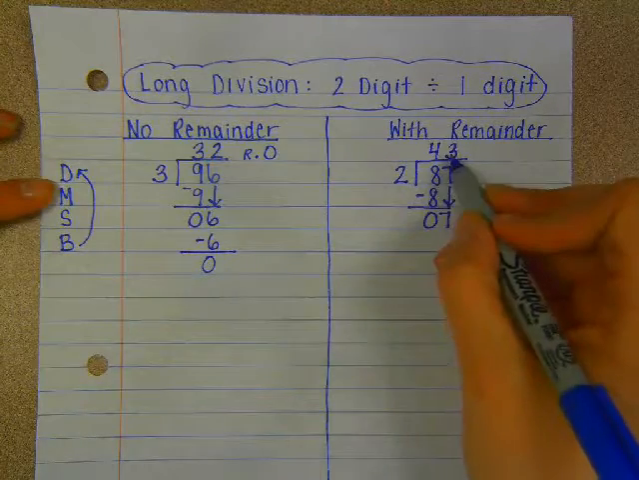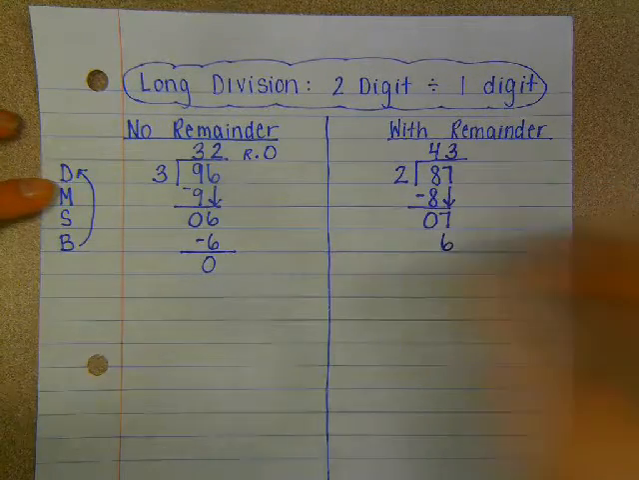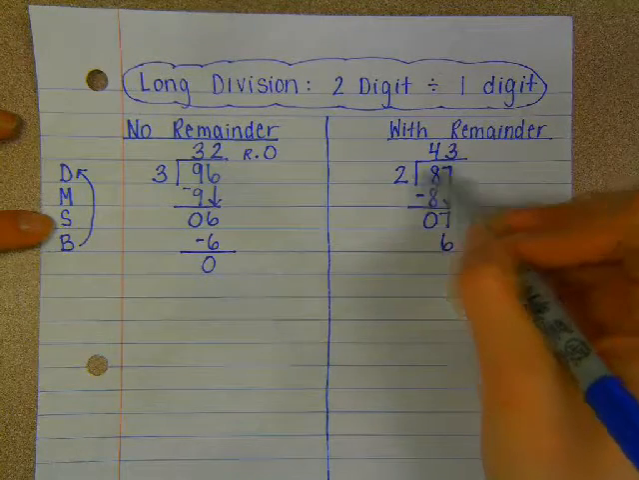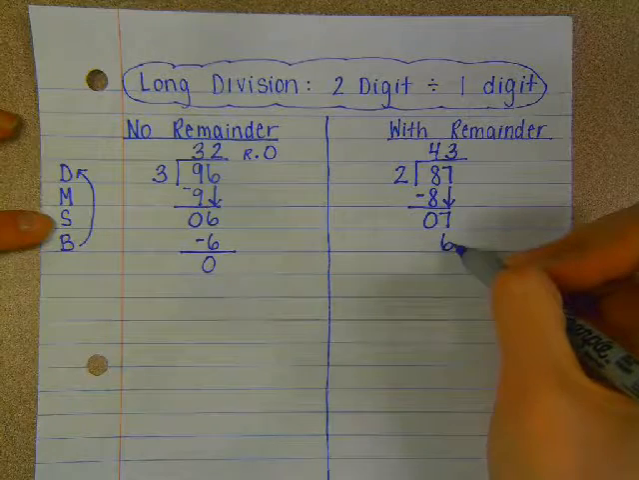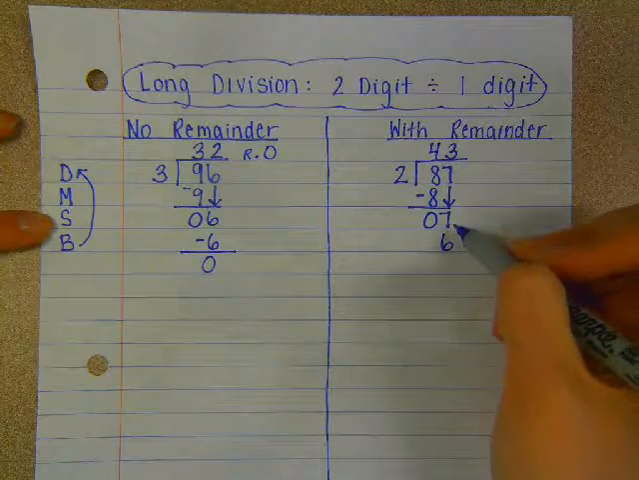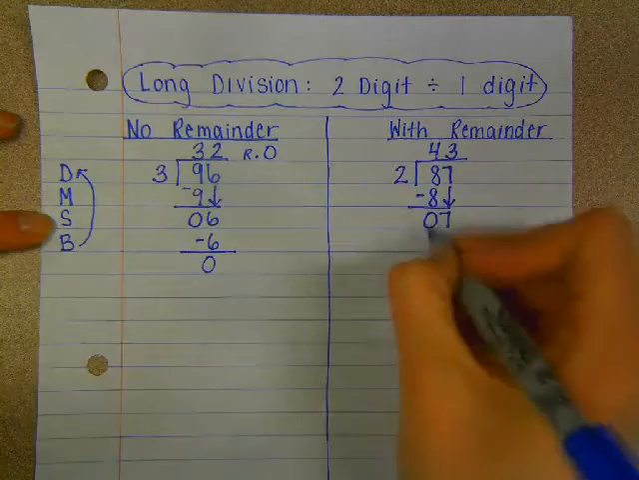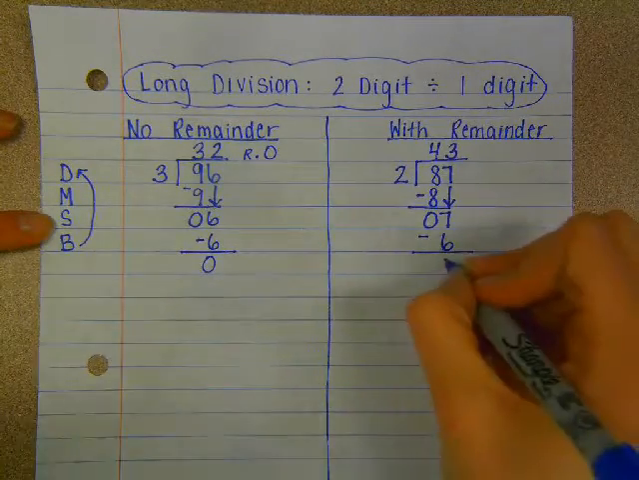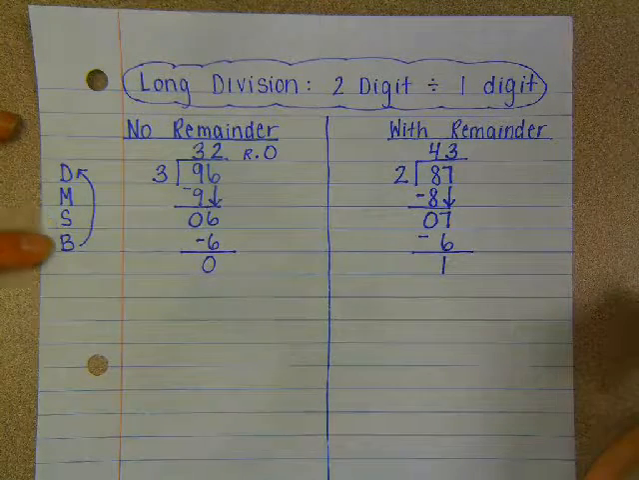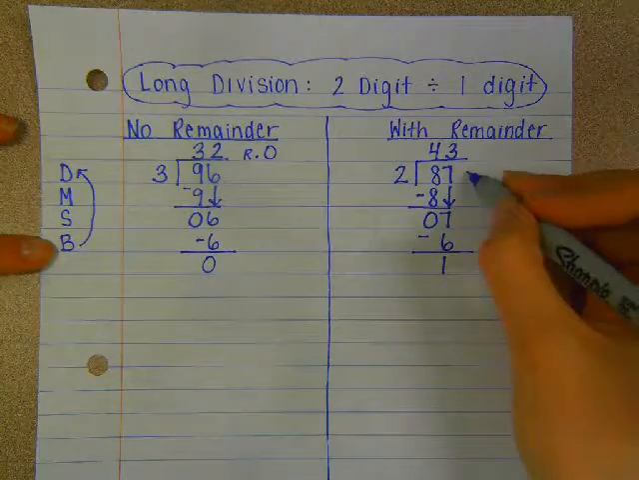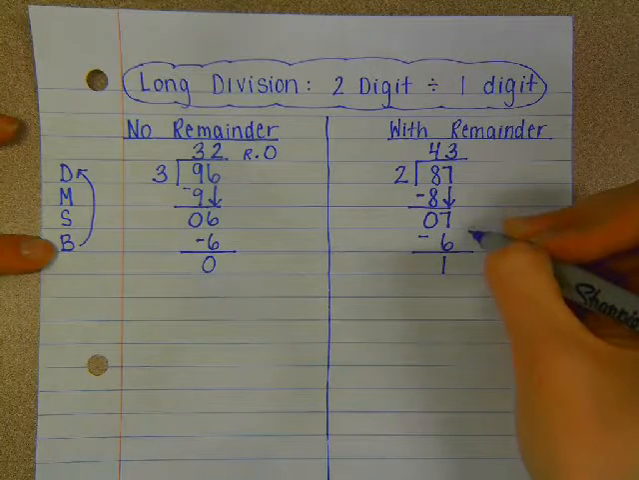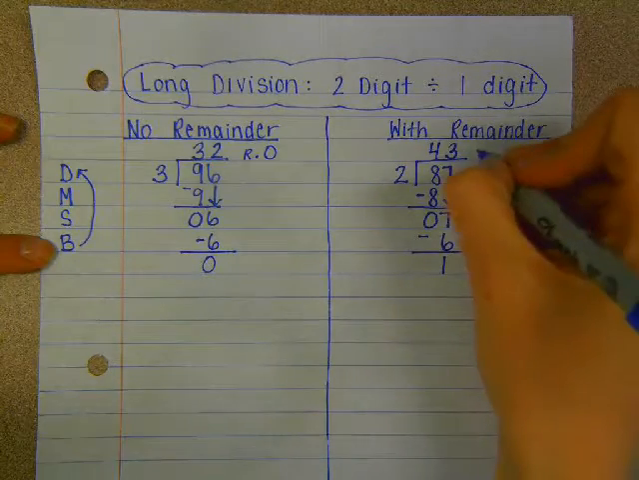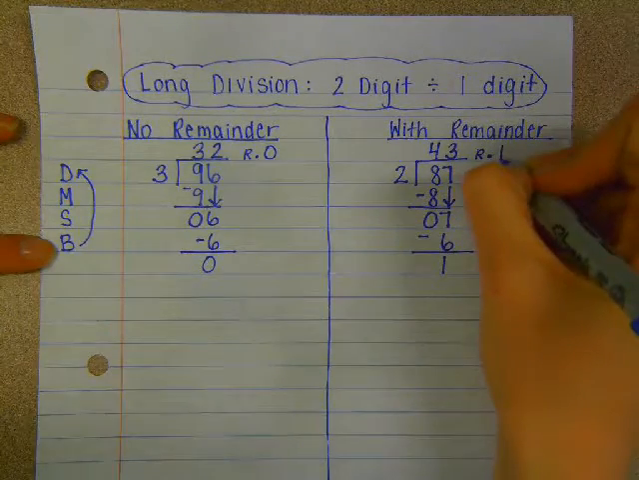2 times 3 is 6. If I would have chosen 4 here, 2 times 4 would have been 8, and that would be too big because I cannot do 7 minus 8. So now I'm going to subtract 7 minus 6, and I know that is 1. My next step is to bring it down, but I have no other numbers to bring down to the bottom. I have a remainder of 1 down at the bottom, so on top my answer is 43 with a remainder of 1.